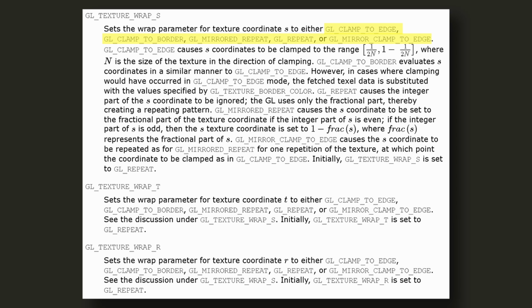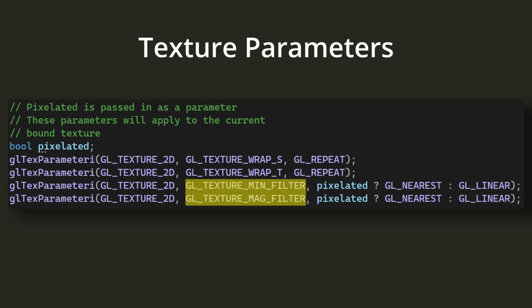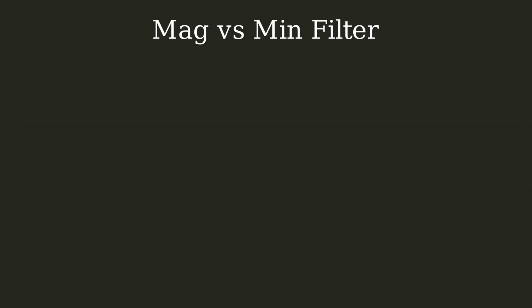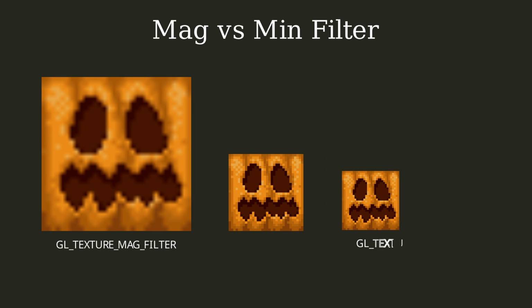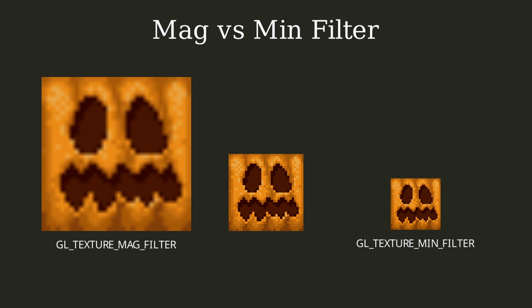The next two parameters I set are the mag and min filters. These stand for magnification and minification. The mag filter specifies how you would like OpenGL to sample a texture when the image has been stretched. Think of a zoomed in image. And the minification filter is how we would like to sample a texture that gets squashed. Think of a zoomed out image. I use nearest or linear depending on if I want a pixelated look or smooth look respectively.